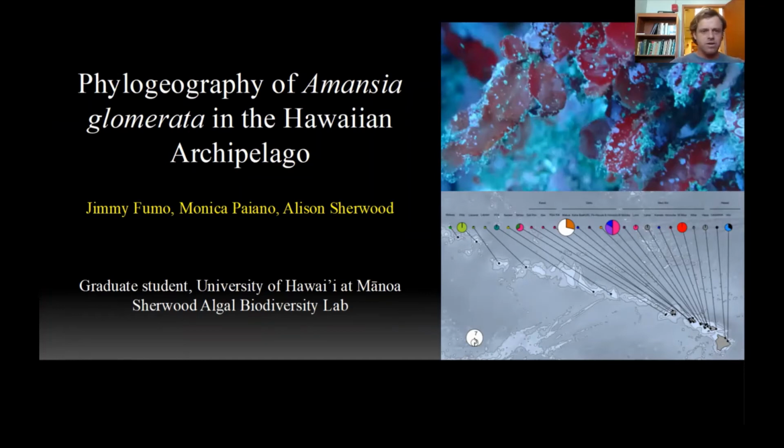This is a talk titled Phylogeography of Amansia glomerata in the Hawaiian Archipelago. I am Jimmy Fumo, and my advisor is Allison Sherwood at the University of Hawaii at Manoa. So let me start out by introducing the species Amansia glomerata.